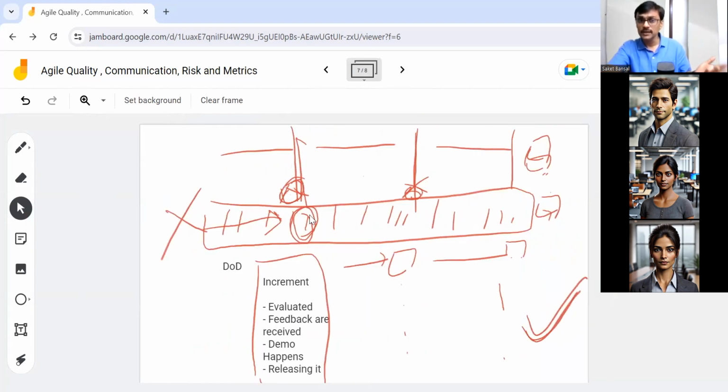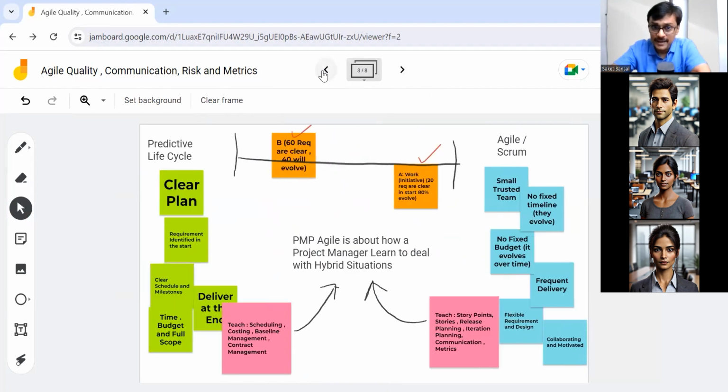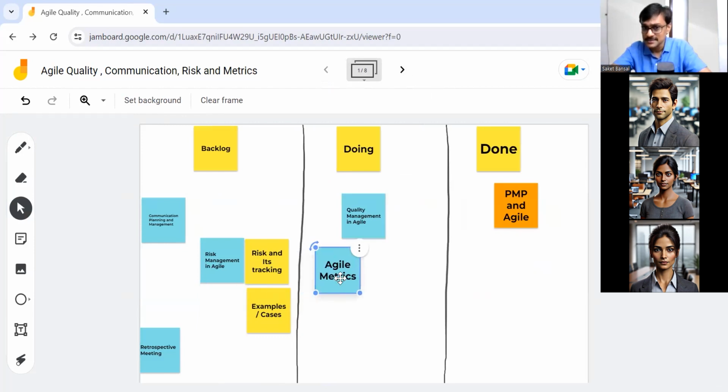That is what I was showing, that DoD is not fixed. It has to improve over a period of time, and improvement is usually driven by an activity called a retrospective. So that's the point. Now, once I come back from the break, I think we will spend more time on metrics. Yeah, that seems to be the idea.